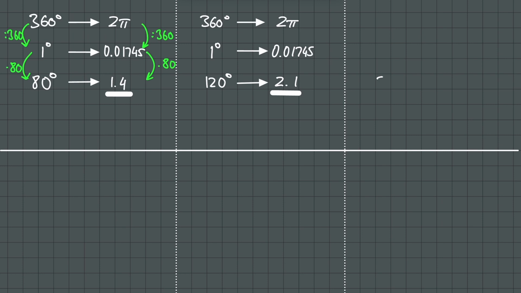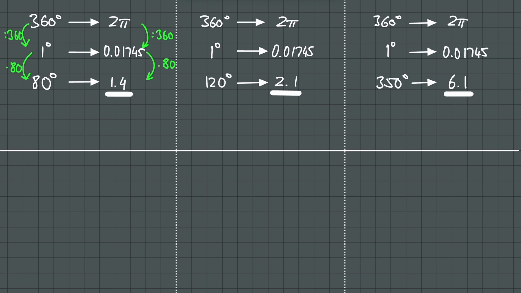Let's try 350 degrees. 2 pi divided by 360 is approximately 0.01745. And 0.01745 times 350 is approximately 6.1. So 350 degrees is approximately 6.1 radians, and we're done with this problem.